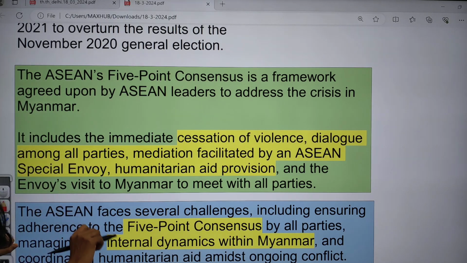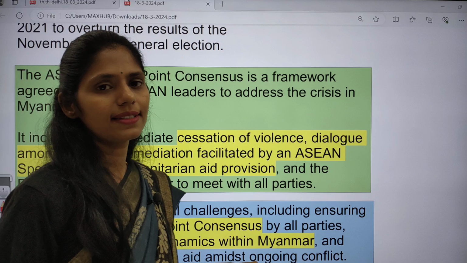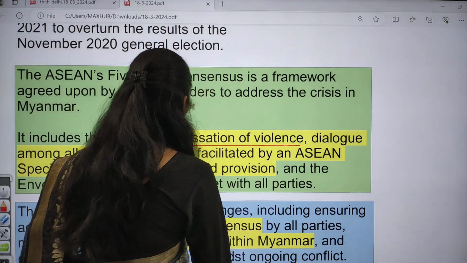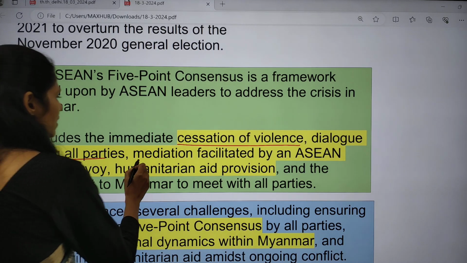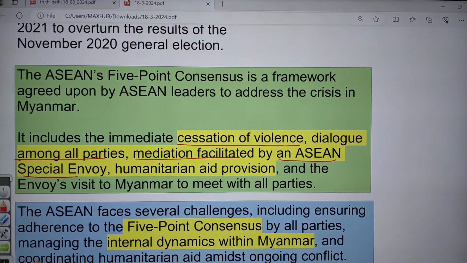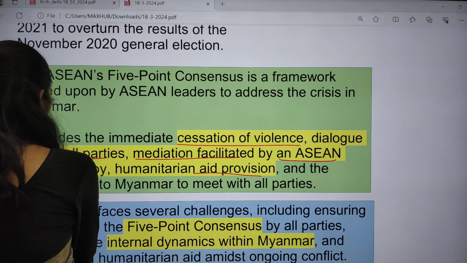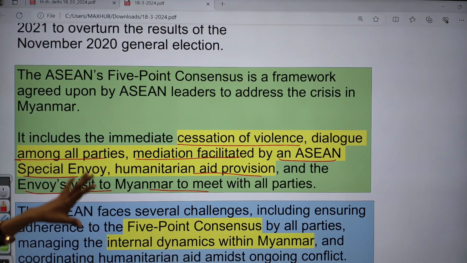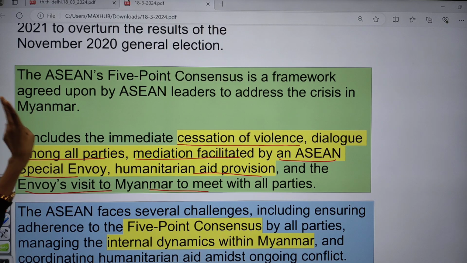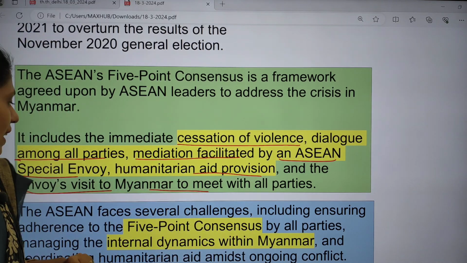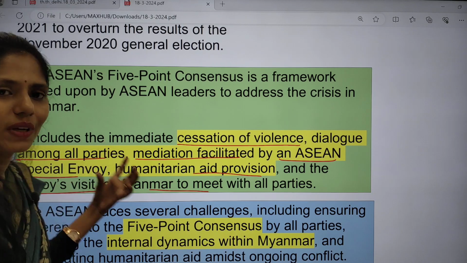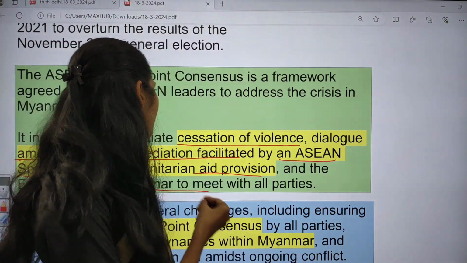In this 5-point consensus, the first and foremost thing is to stop the violence. Okay, so they spoke about cessation of violence, and said that we need to come up with a dialogue among the parties, and focus on mediation facilitated by an ASEAN special envoy. The next is humanitarian aid provision, and the envoy's visit to Myanmar to meet with all the parties. So these are the 5 points. The first is stopping of violence, the second is dialogue with the parties, and the third is mediation. Mediation is one of the alternate dispute resolution mechanisms. The next is the humanitarian crisis, because people are facing lots and lots of issues. So for the people, yes, we need to provide humanitarian aid. And the next is the envoy's visit to Myanmar to meet the parties. So this is the 5-point consensus that ASEAN came up with.